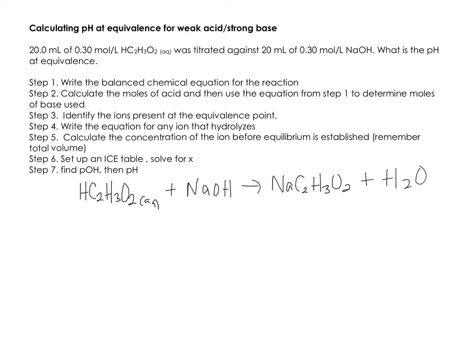All right, so write a balanced chemical equation, calculate the moles of acid to figure out the moles of base that we used. Identify the ions present at the equivalence point, so that's where your conjugate acid-base partner is going to come in. Write the equation for any ion that hydrolyzes with water, so that's our equilibrium reaction. Calculate the concentration of the ion before equilibrium, so that has to do with how much of our ion is present at equilibrium. Set up a nice table, solve for H.